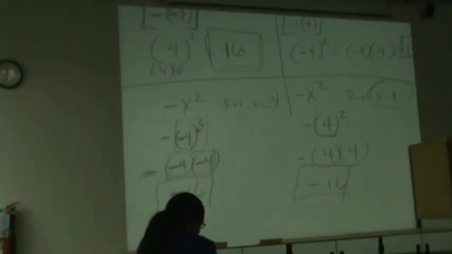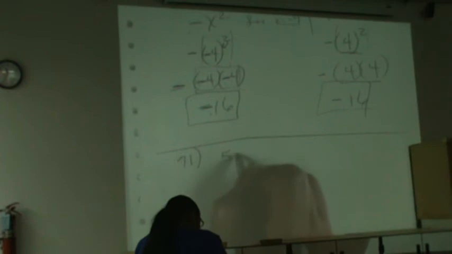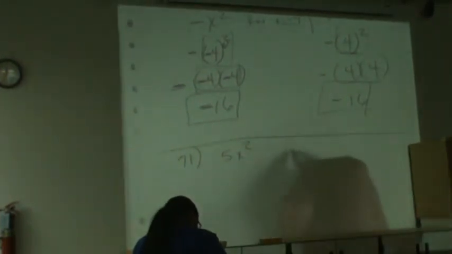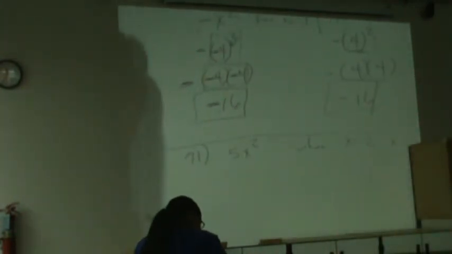Okay? You have any trouble evaluating where you plug a number in? We'll do one more where you evaluate. Let's do number 71 here. It wants you to evaluate this, 5x squared, when x equals 2 and x equals negative 2. That means you got 2 answers.